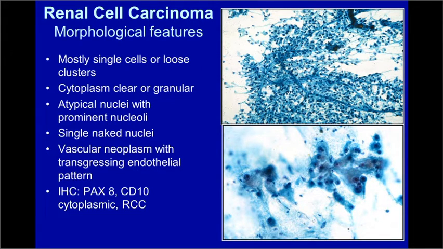The reason it can mimic hepatocellular carcinoma is that it may also be very vascular and have this transgressing endothelial cell pattern. Notice that there are numerous cells in the background. It may also have atypical stripped nuclei, although we don't see as many of them in this particular field. The clear cell variant has abundant microvacuolated cytoplasm and large prominent nuclei with micronucleoli, and certainly this can mimic the clear cell variant of hepatocellular carcinoma. Fortunately, immunohistochemical studies are very useful.